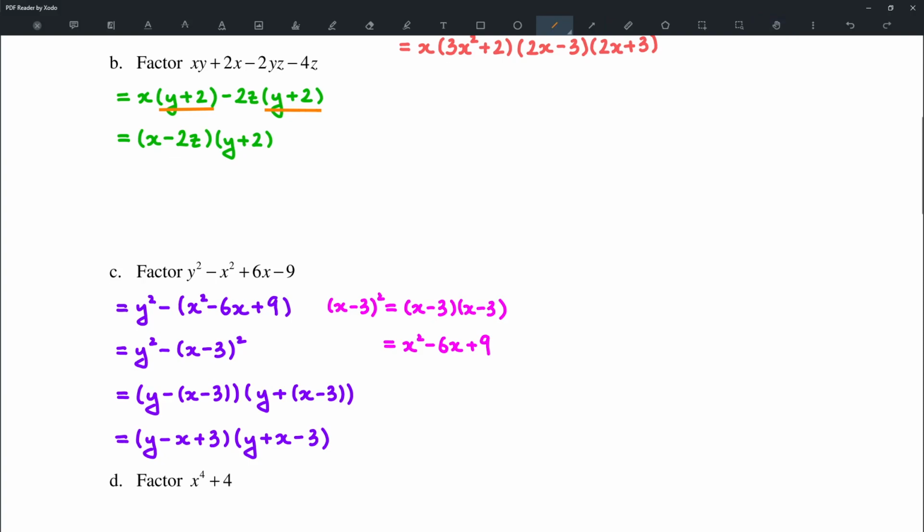So this was the second term in a difference of squares, the entirety of x minus 3.